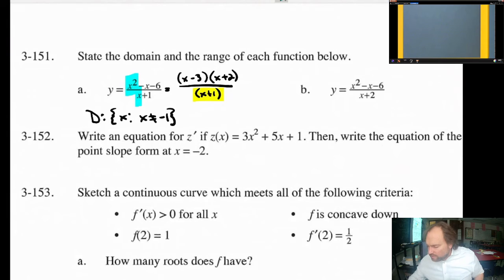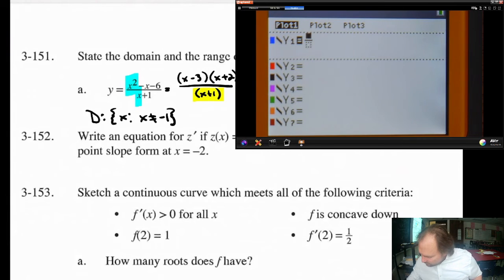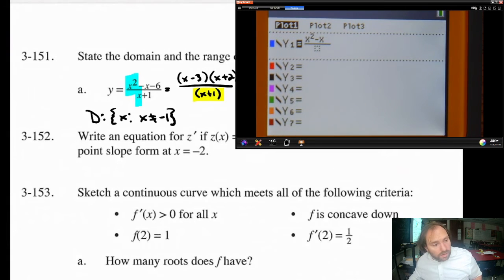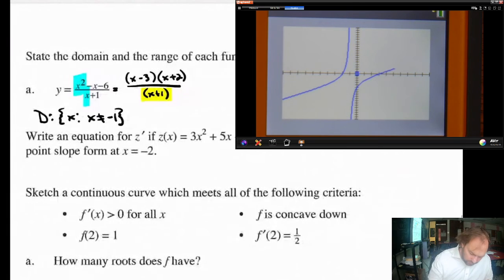That one might just be one I have to graph to see it. Let's see. On the top of my fraction, I'm going to graph this really quick. On the top, we have x squared minus x minus 6. On the bottom, we have x plus 1. And taking a look at the graph really quick, I suspect we'll see all real numbers here, but it's possible that we won't. Yeah, it's going to be all real numbers. Range is all real numbers.